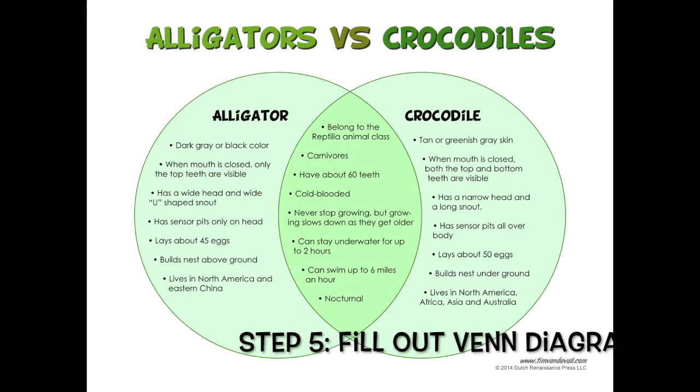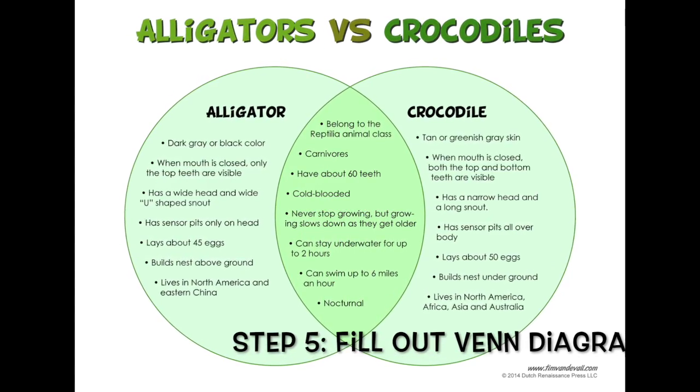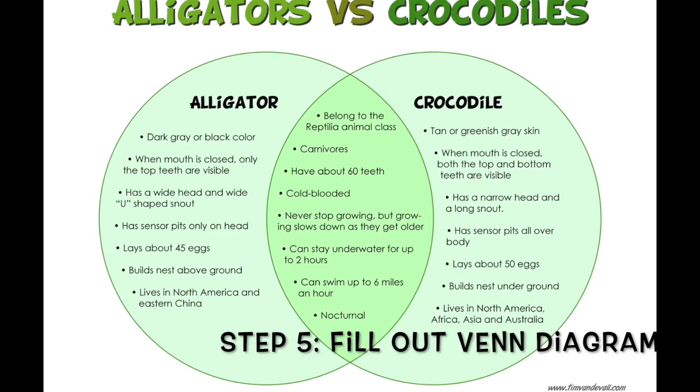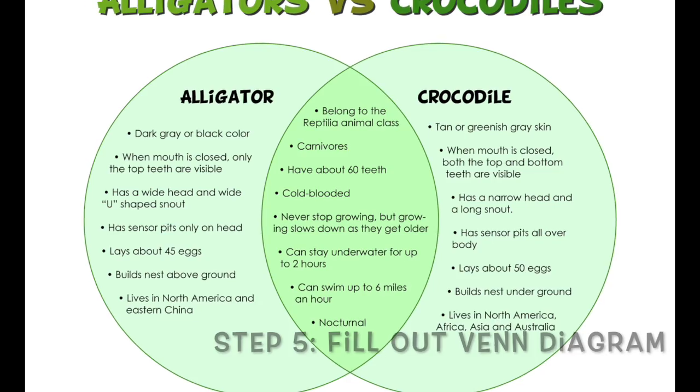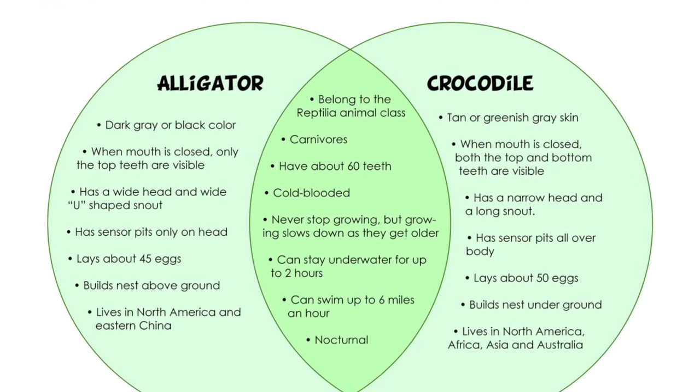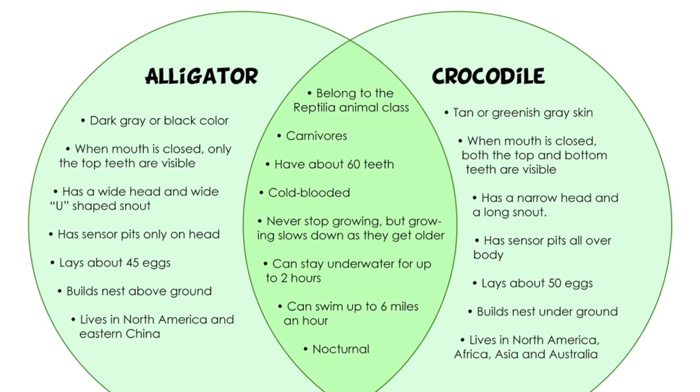The last step is step 5, and this step tells us to fill out our Venn diagram. So, taking what I learned from my nonfiction book, I'm going to fill out facts about alligators, facts about crocodiles, and their similarities between the two I will fill out in the middle.